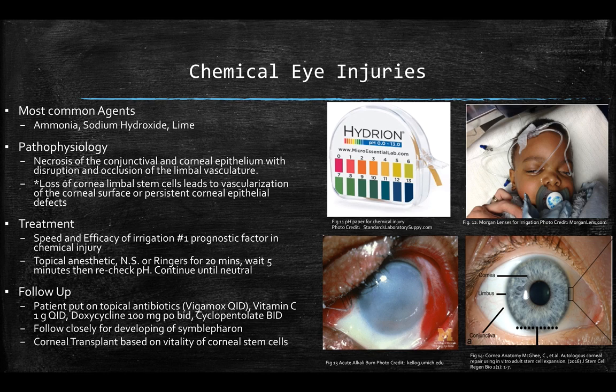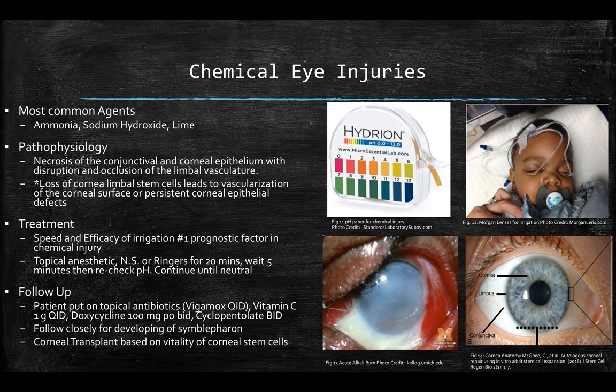Doxycycline is useful for its anti-metalloprotease qualities. It helps with the immune response to this type of injury. Essentially, your eye gets very angry and inflamed, and that aggressive and vigorous immune response can be damaging. And the doxycycline helps limit the vigorousness of that response.